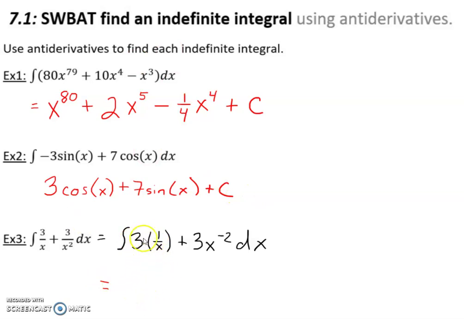So the integral of 1 over x is natural log. So 3 natural log of the absolute value of x. And then let's see, x to the -2. -2 plus 1 is -1. And then 3 divided by -1 is -3. So this is minus 3x to the -1. I'm going to leave it like this, but you could write it differently, with a plus c at the end.